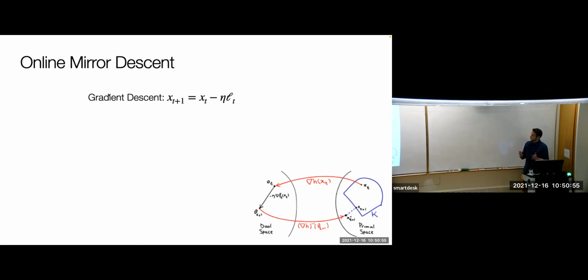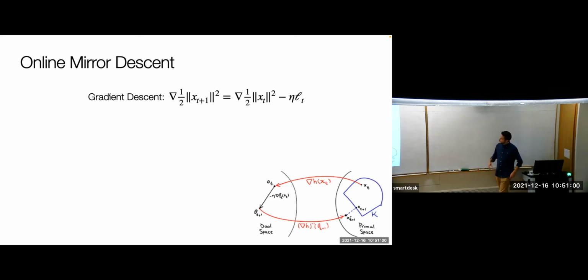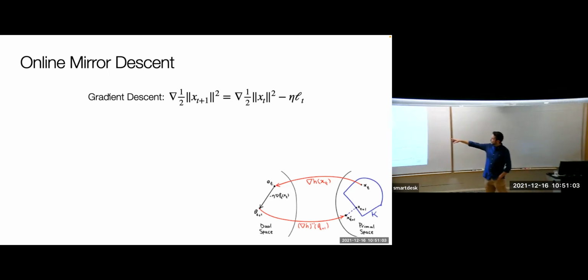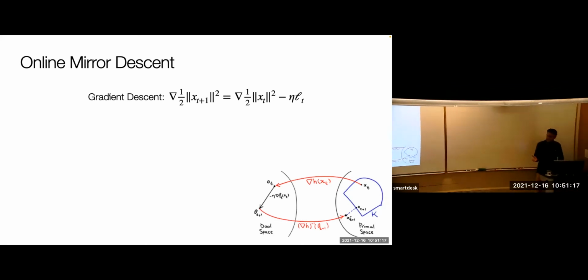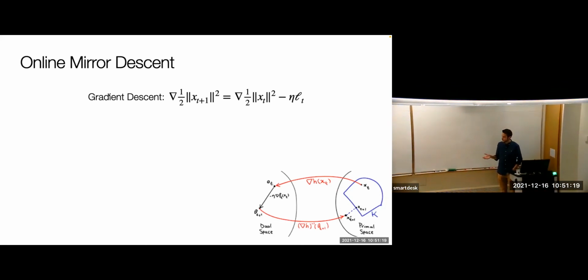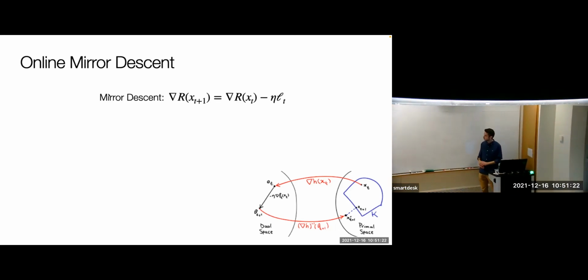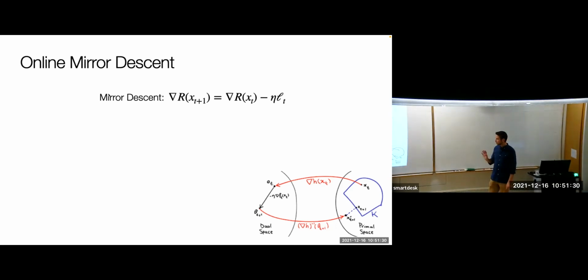So mirror descent is just a generalization of gradient descent. As an intermediate step, you can think about the half L2 norm squared. Here we take the gradient of this function at x_{t+1} and set it to be the gradient of the function at x_t minus the loss. But half norm squared is just an arbitrary function, so I can put whatever I want there, right? And this is mirror descent, okay? The choice of this function R is very, very important, especially for bandit feedback, but this is a general algorithm.